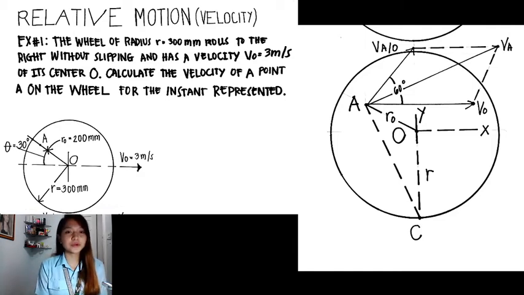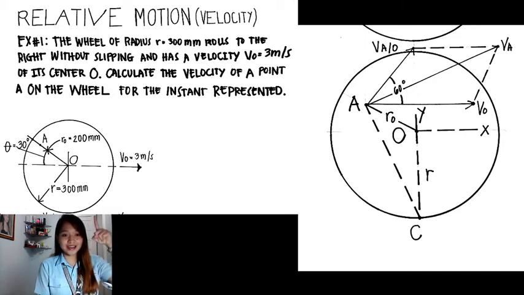Example number 1: the wheel of radius r is 300 millimeters, rolls to the right without slipping, and has a velocity v sub o equal to 3 meters per second at its center O. Calculate the velocity of point A on the wheel for the instant represented.